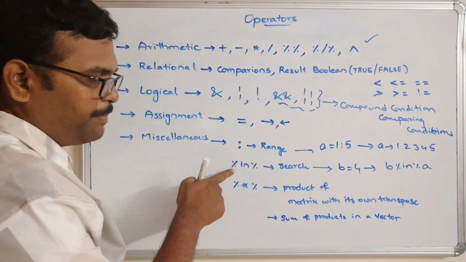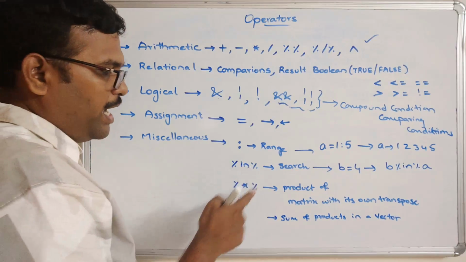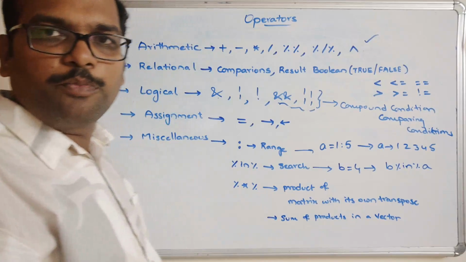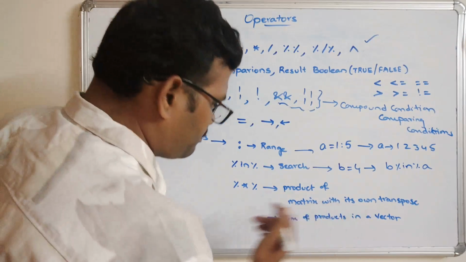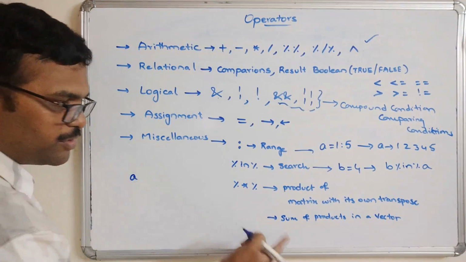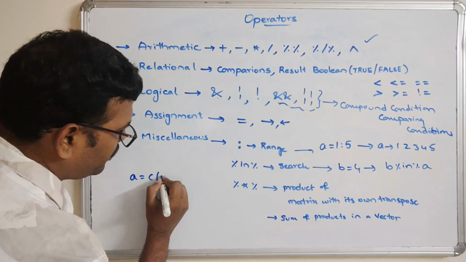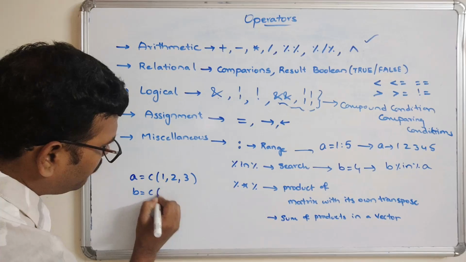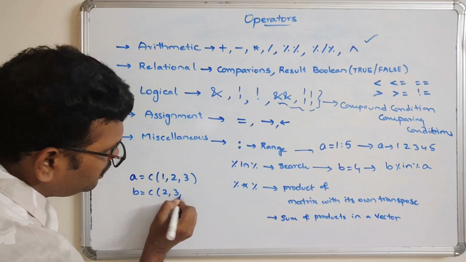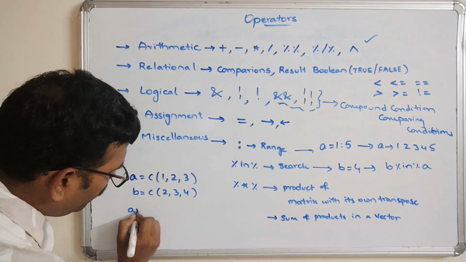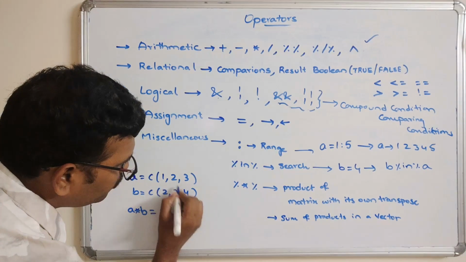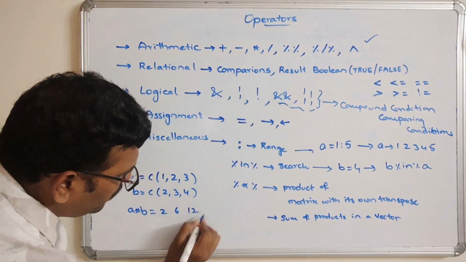So the operator is percentage in percentage, and this is a product, I mean the product of a matrix with its own transpose. For example, let us take a vector so that you will understand. B is equal to, again one more vector, 2, 3 and 4. So if you go with A into B, we will get 1 into 2, 2 into 3, 3 into 4.